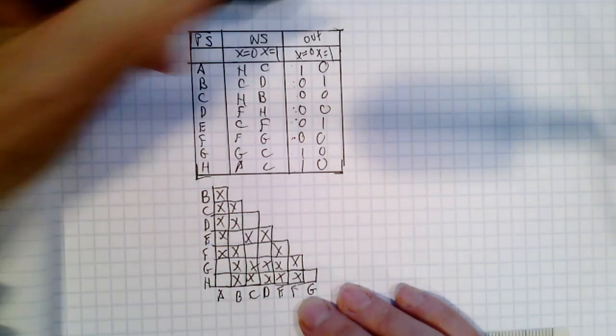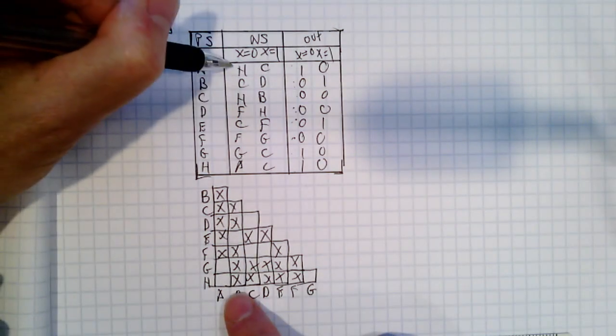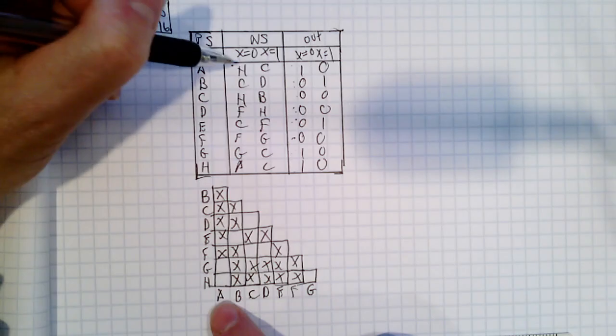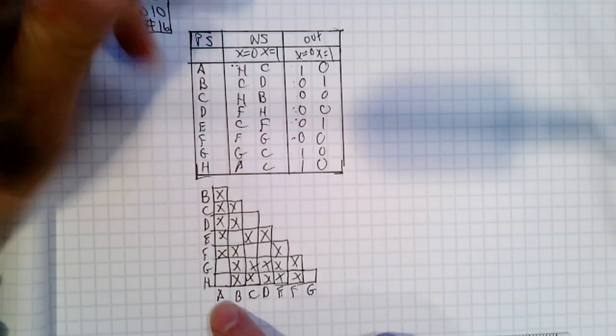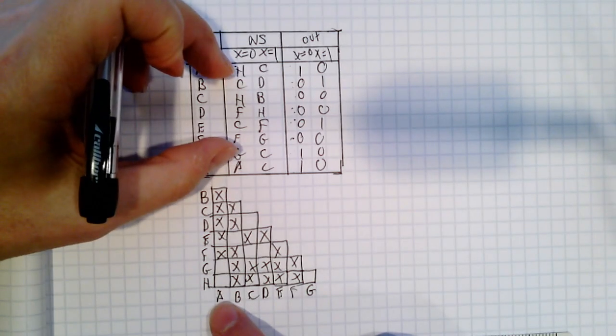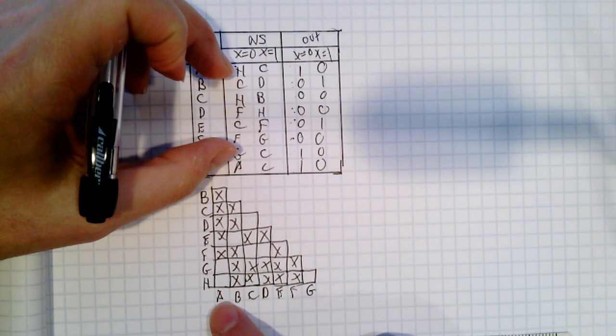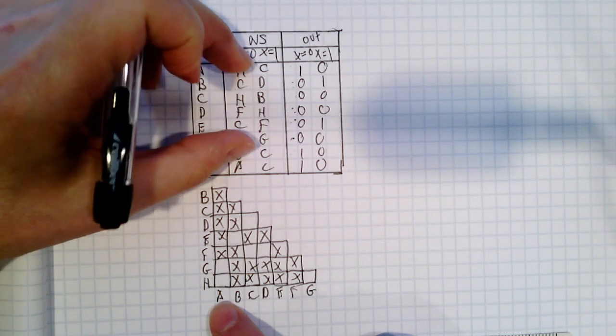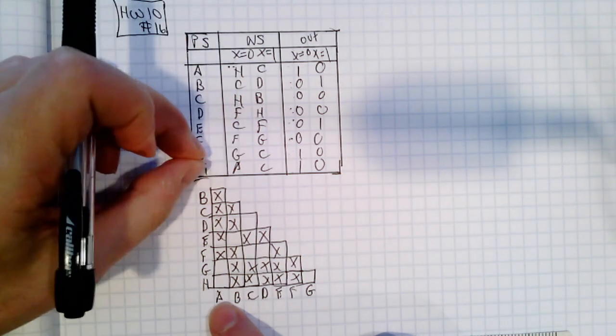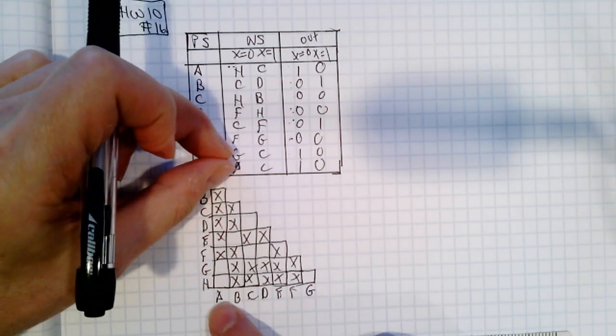So let's look at G and A. A compared with G is true if G is okay with H. We don't know. And it's true if C equals C. So let's look at G and H. G and H is true if G is equal to A.